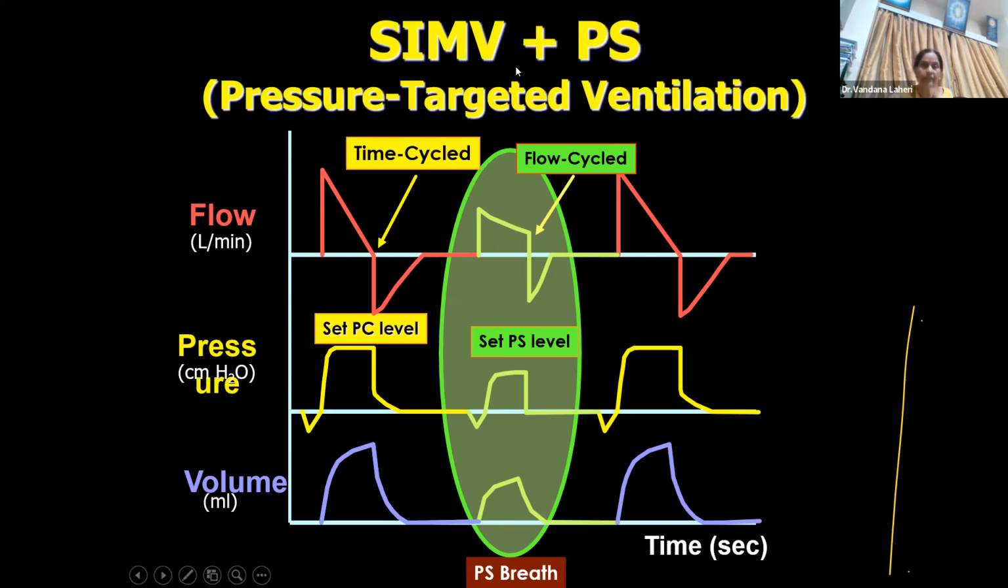So this is again SIMV because the patient is triggering the breath. Whether mechanical breath or spontaneous, of course he is breathing on his own, but he is provided some kind of pressure support. So this is your pressure targeted ventilation, SIMV mode. Looking at the graphics, you will know what it is.